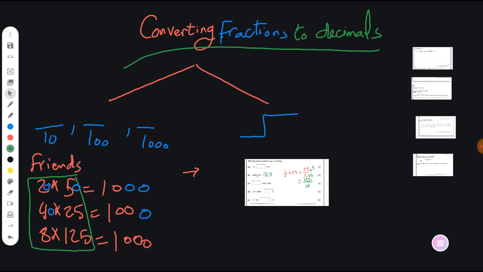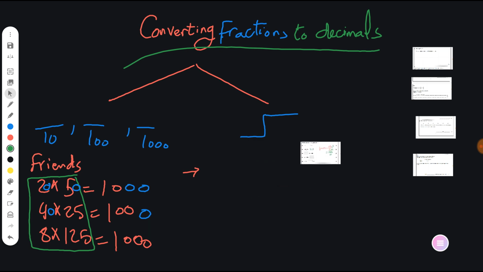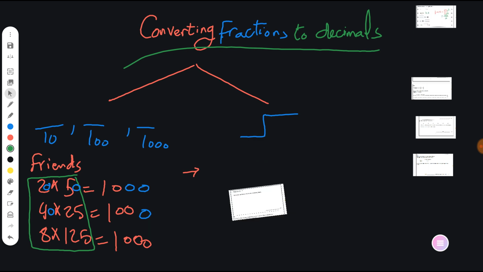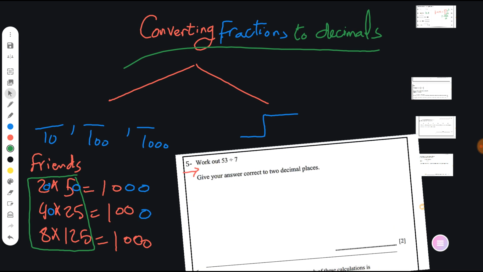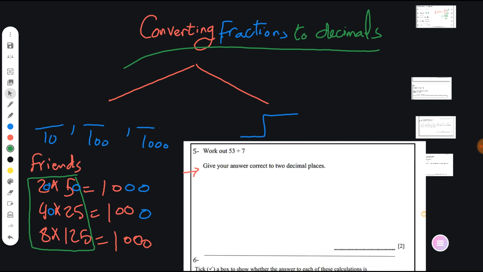Another question. In paper 1, 2. Okay, he gave me a division, and asked me to write the answer corrected to 2 decimal places. That means he needs the answer as a decimal number. To convert from division to decimal number, we must use the long division here.